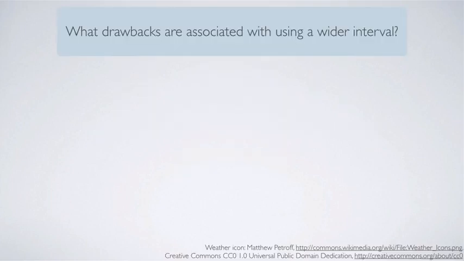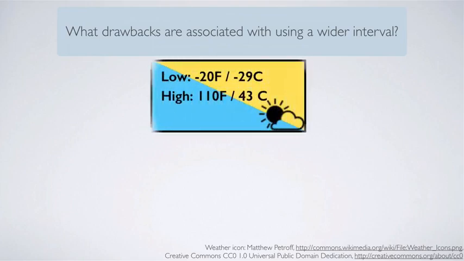So what do we mean by a cost? What drawbacks are associated with using a wider interval? Let me give you a hint. Say you're watching the weather forecast and you're told that the next day the low is negative 20 degrees Fahrenheit and the high is positive 110 degrees Fahrenheit. Is this accurate? Most likely, yes. Tomorrow's temperature is probably going to be somewhere between negative 20 and positive 110.